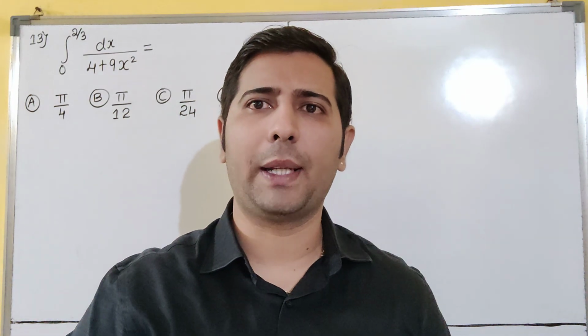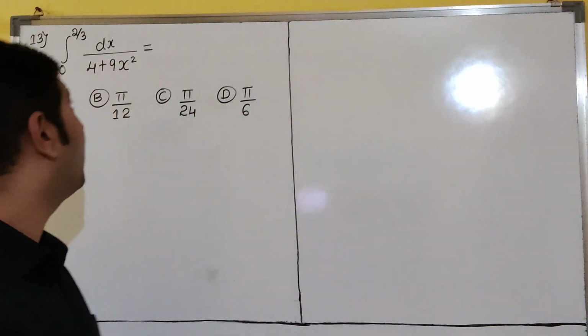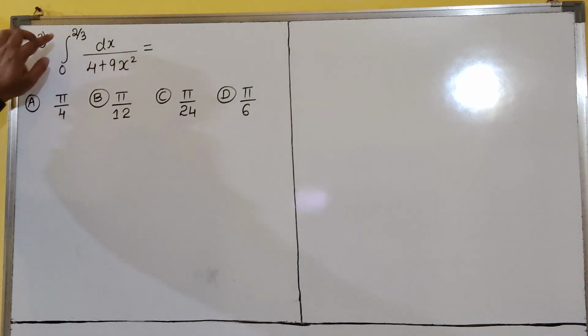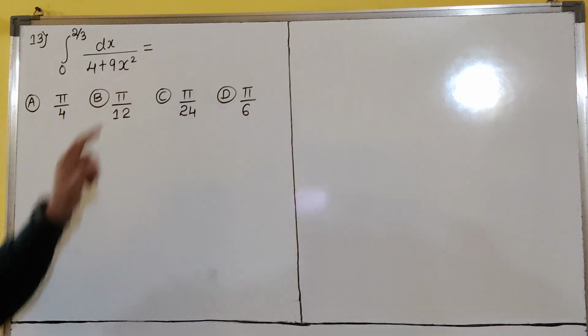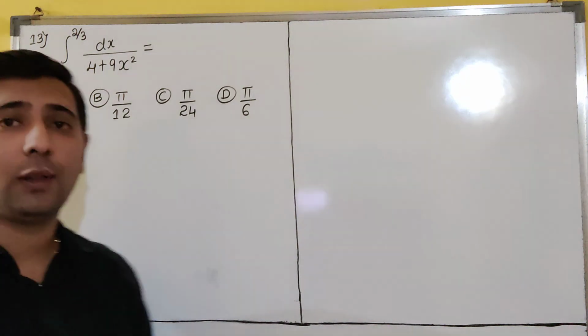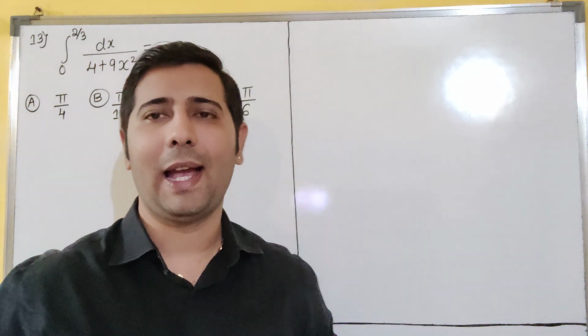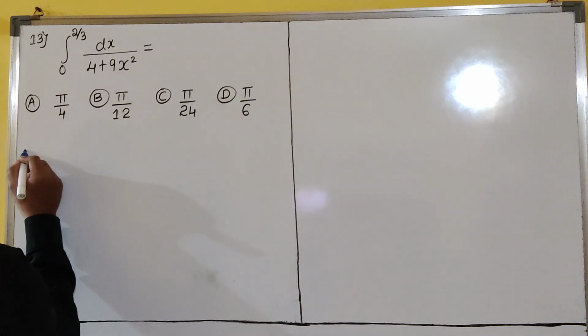I hope you have copied the question. So now next question we will see, dear students. What they have given: integration 0 to 2 by 3 dx divided by 4 plus 9x square is equal to, 4 options they are given. You are observing. This is also a different question, dear students. Actually this is called a lollipop question. So now see here how to solve this lollipop question.